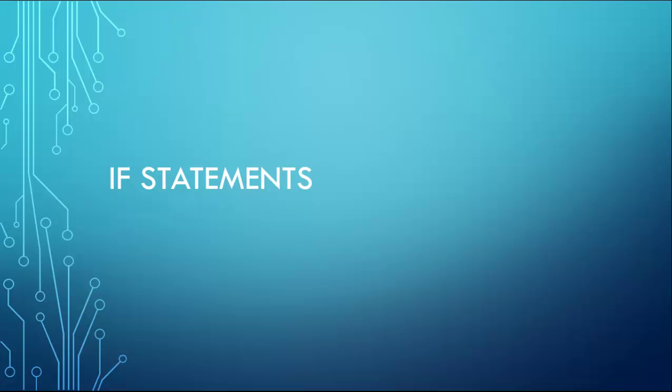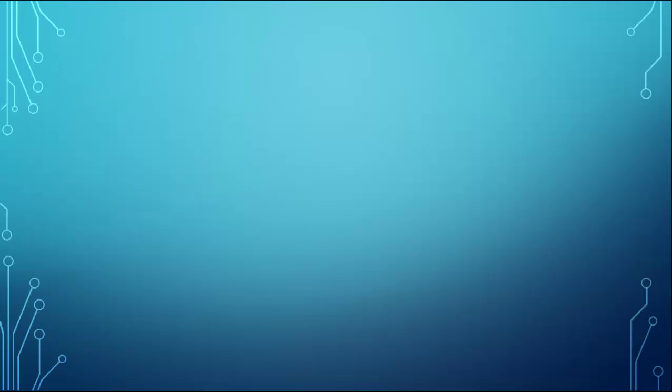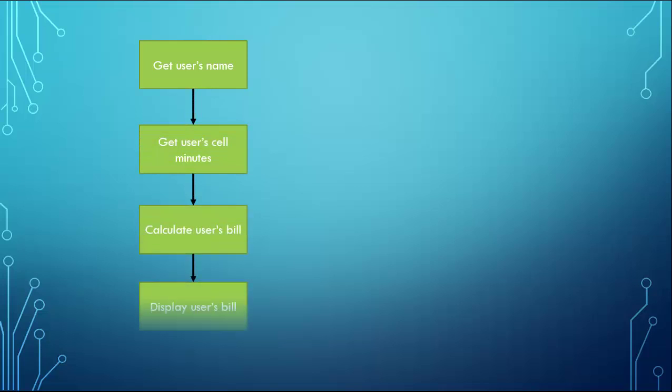And we could do that if the user always paid a certain amount per minute. So let's say the user pays 10 cents per minute. Our program might look something like this. And this is the flow chart for the program. So what the program does, it gets the user's name, then it gets how many minutes they use this month.